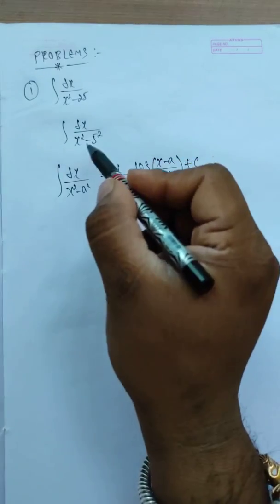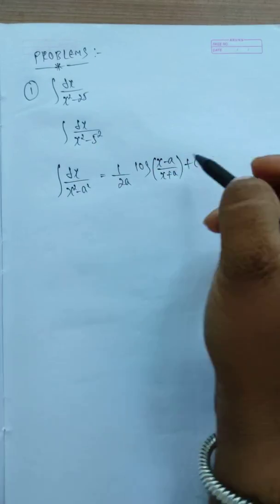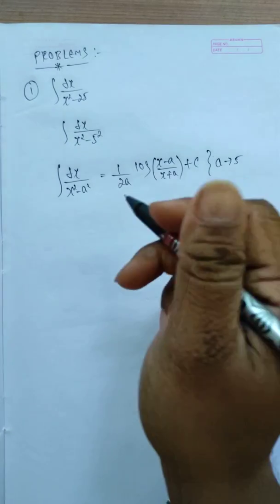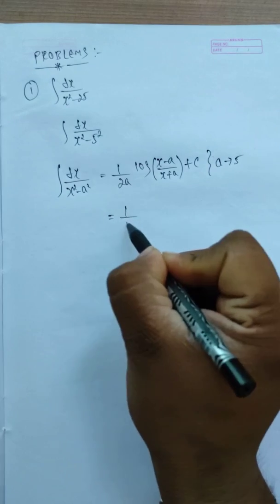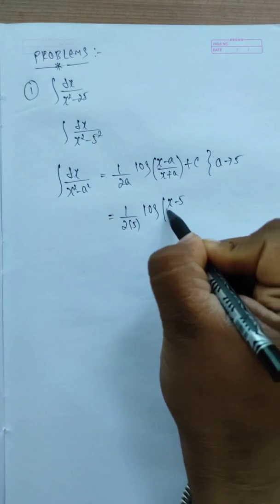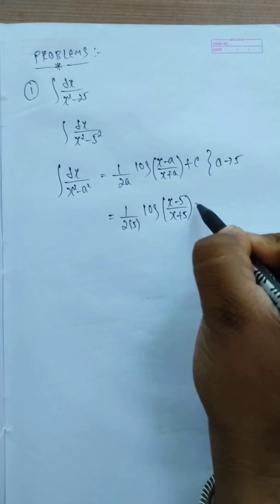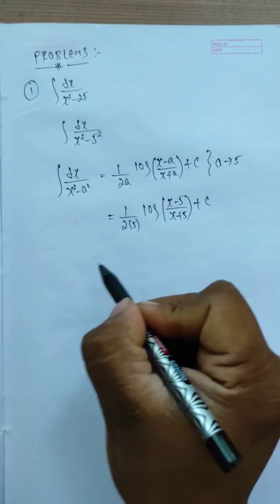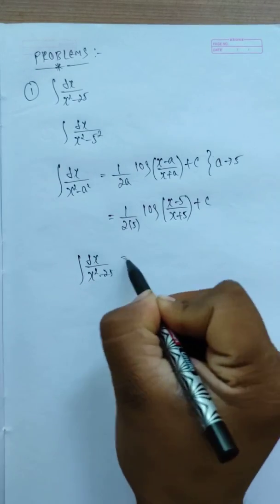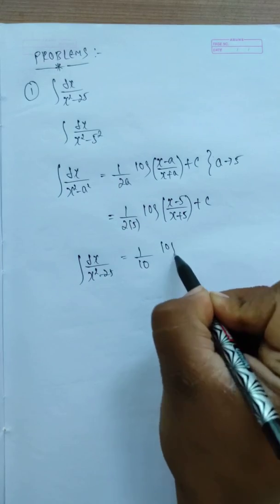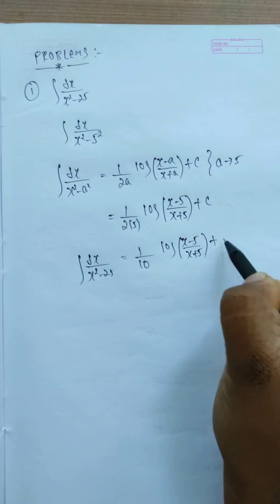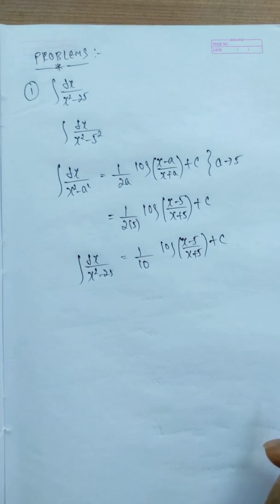So if you compare this, we have this formula. On comparing, what is a? A is replaced as 5. So this is equal to 1/2 into 5 log of x minus 5 by x plus 5 plus c. This 2 5 ja 10, means integration of dx by x square minus 25 is equal to 1/10 log of x minus 5 by x plus 5 plus c. So this is the answer. Is it clear? Is it okay?